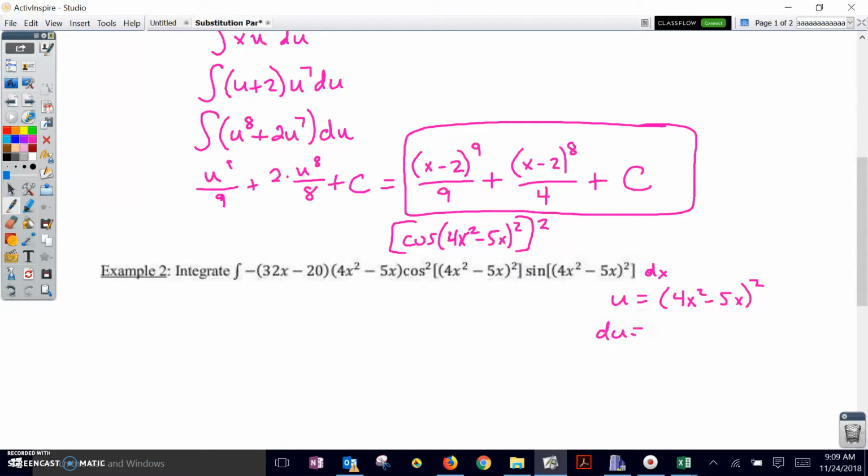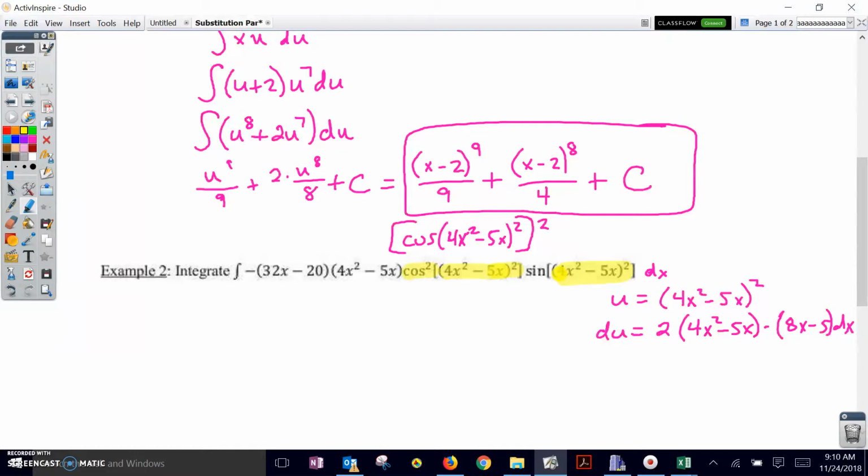So the derivative of that is du equals 2 times the quantity 4x squared minus 5x times the derivative of the inside, which is 8x minus 5, dx. Alright, so we're going to replace this 4x squared minus 5x quantity squared with a u, and then let's see what all we have left over.